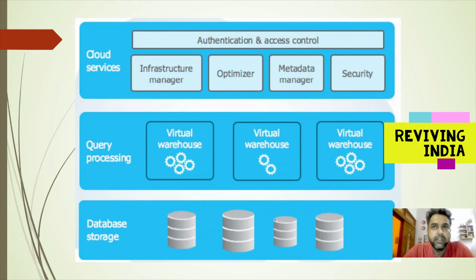And there are three different cloud service providers in the market as of date, which are AWS, Google Cloud Platform, which is GCP, and then you have Microsoft Azure. So all these three providers support Snowflake, and can be linked to the cloud services layer.